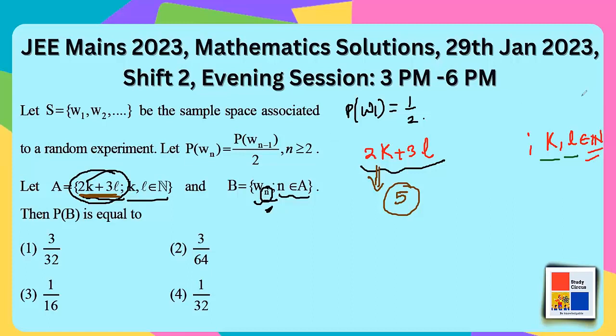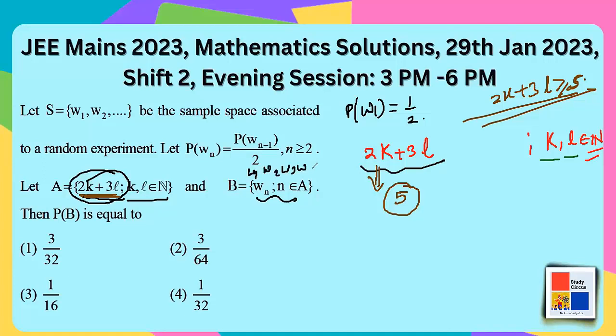It has to be at least 5. That is one thing that we can see here, right? So obviously the set B won't have the events W1, W2, W3 and W4. These 4 events cannot be in the set B.